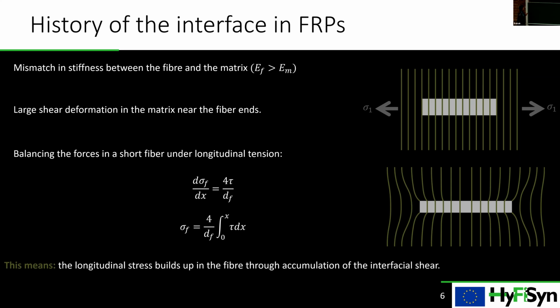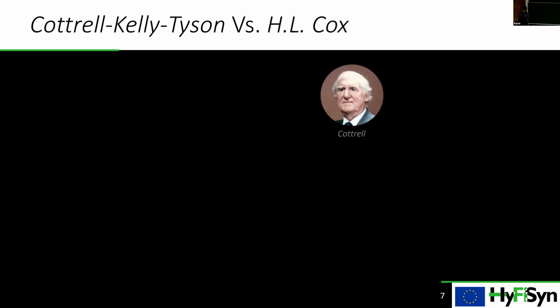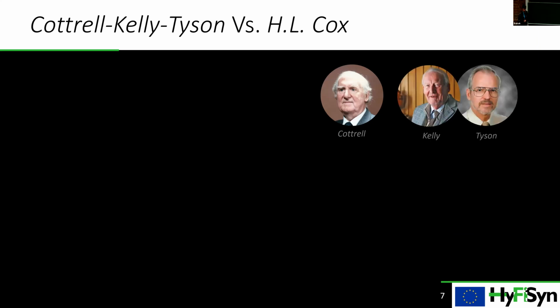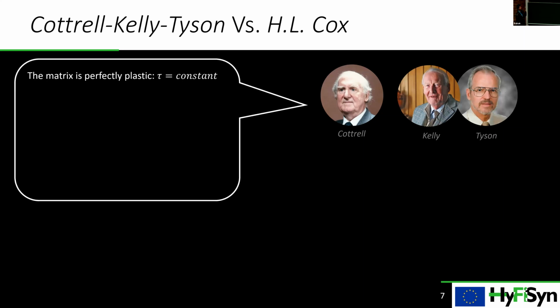Well, it means that the longitudinal stress in the fiber, shown by sigma sub f, builds up in the fiber through the accumulation of the interfacial shear stress. So we have to find the relation between the shear stress as a function of x, which is the distance along the fiber, in order to be able to solve this equation. So I will take you down memory lane to 1964, to the University of Cambridge, where Cottrell, independently but at the same time as Kelly and Tyson, was working on the same topic.